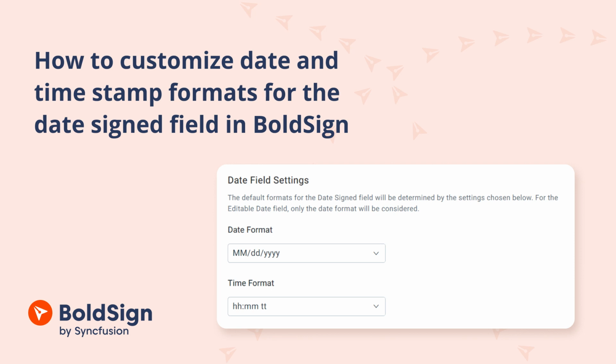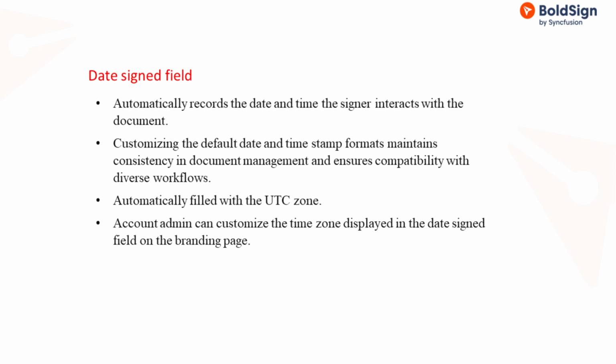In this video, you'll learn how to customize the date and timestamp formats for the date sign field in BoldSign. In BoldSign, the date sign form field automatically records the date and time the signer interacts with the document. Customizing the default date and timestamp formats to align with organizational preferences maintains consistency across document management practices. It ensures that the date and time formats are compatible with diverse workflows.